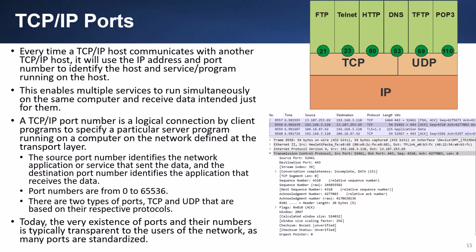Port numbers are from 0 to 65,536. There are two types of ports, TCP and UDP, that are based on their respective protocols. Today, the very existence of ports and their numbers is typically transparent to the user of the network, as many ports are standardized.